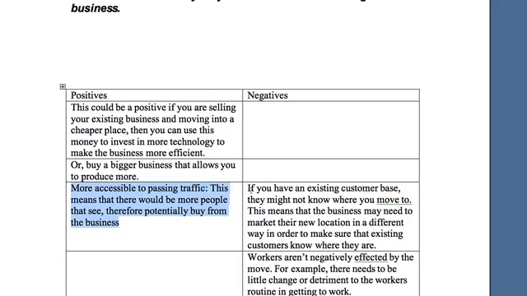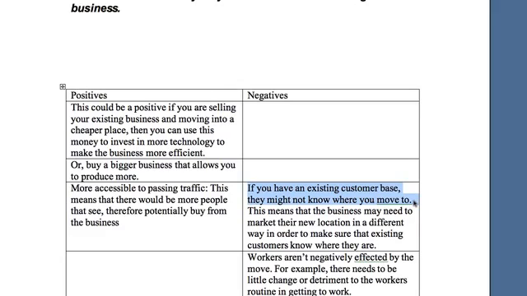However, a negative side of this is if you have an existing customer base that might not know where you have moved to. For example, if you're a surfboard company, you don't want to really be situated in, say, Parramatta, which is an hour and a half from the nearest beach. If you're moving from the beach, that would be a bad idea. However, if you're moving to the beach, then that would be better because you're closer to your target market.